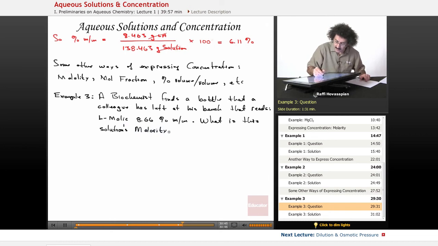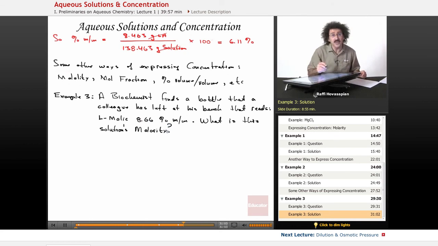Molarity. So, a biochemist goes to his colleague's bench and he finds this bottle that says L-malic 8.66% mm. So he knows that it's a malic acid solution, 8.66% by mass. He wants to know what the molarity is. What is this solution's molarity? Okay, so in this particular case, we're going to be going from one expression of concentration to another.